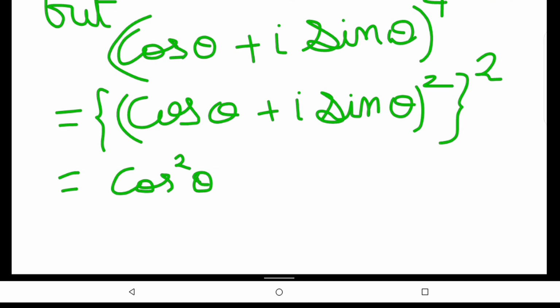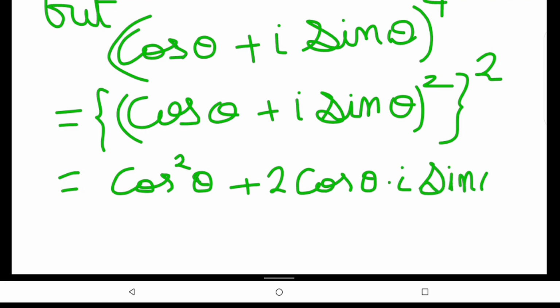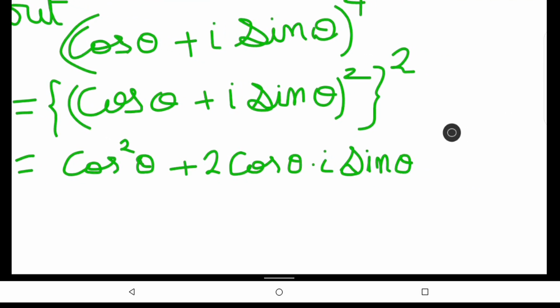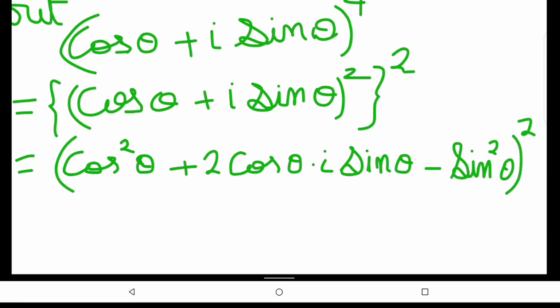Then 2ab is 2 into cos theta into i sin theta, plus b square. i square is minus 1, so we write minus, and sin theta whole square is sin square theta. So we have applied the formula (a plus b) whole square equal to a square plus 2ab plus b square. Since i square is minus 1, we got minus here.